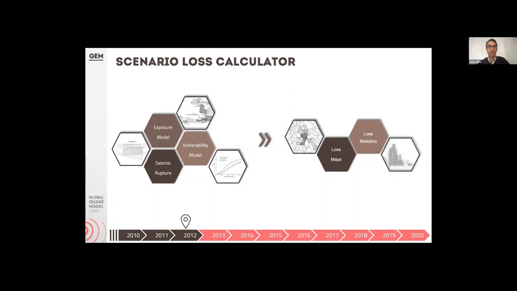And with this calculator that considers just a single rupture, it is possible to generate, for example, loss maps and loss statistics.